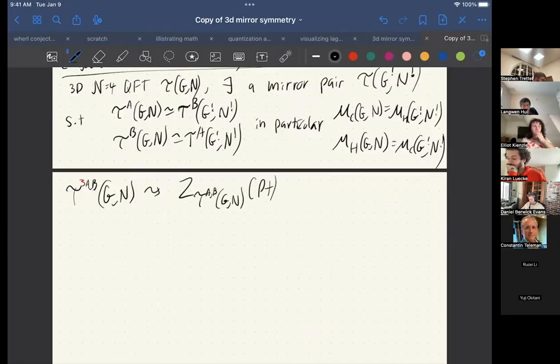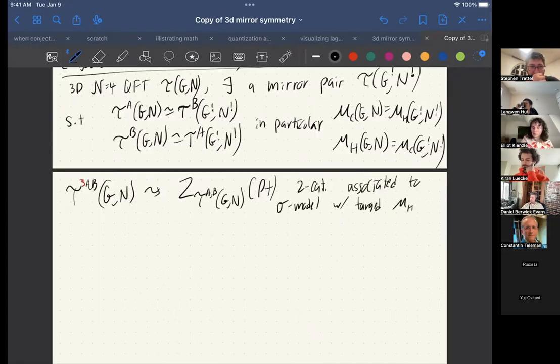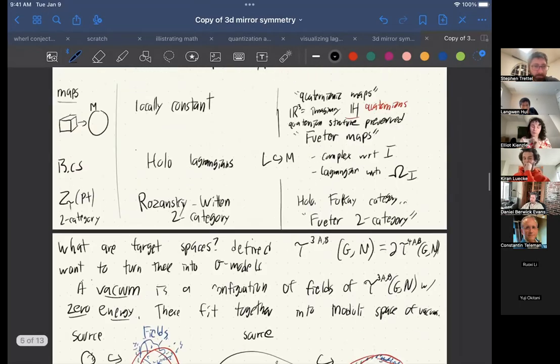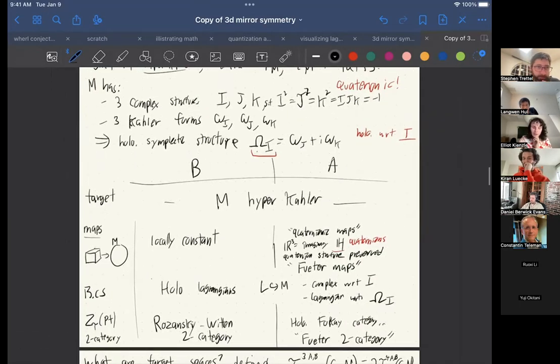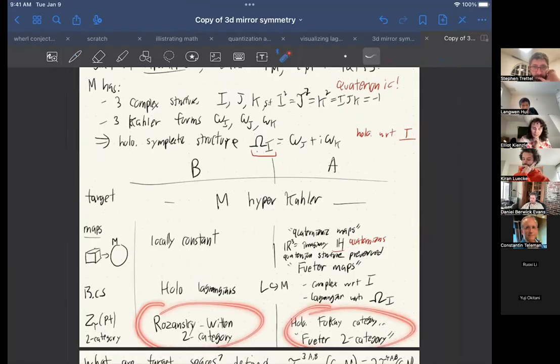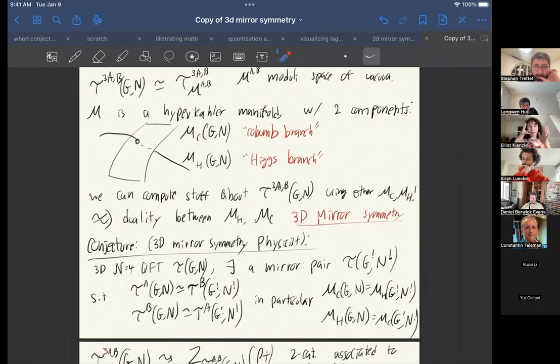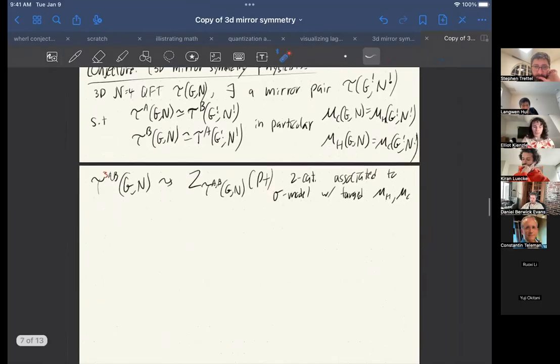right? Which is a 2-category. And that's what the cobordism hypothesis tells us. And this is going to be one of these two categories associated to the sigma model with the target given by the vacuum moduli space, the Higgs branch or the Coulomb branch, right? So we're trying to look at these categories that we worked so hard to talk about and turn those into actual statements about actual 3D quantum field theories. Okay.